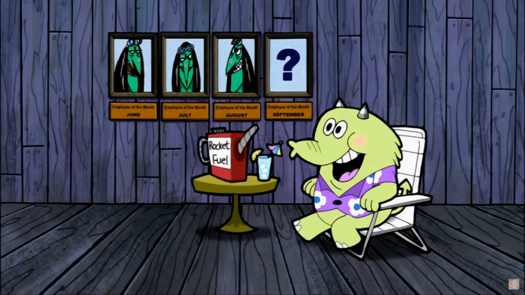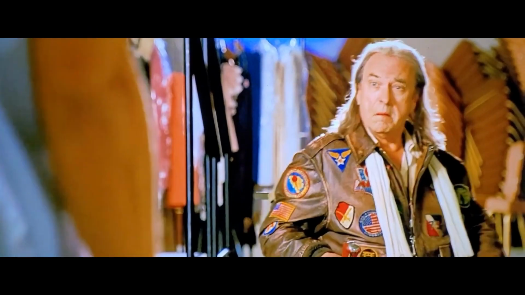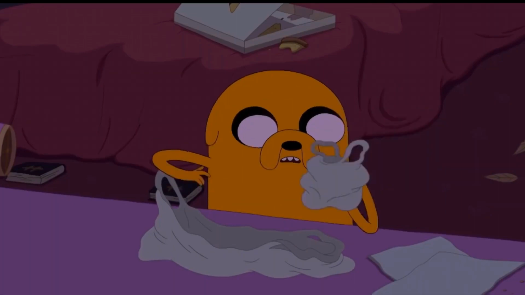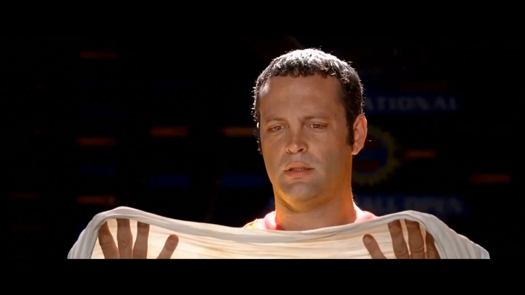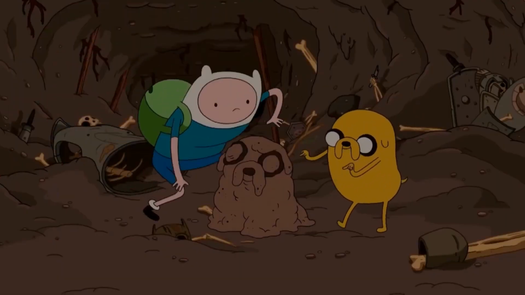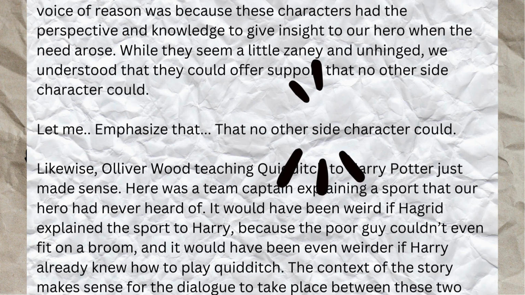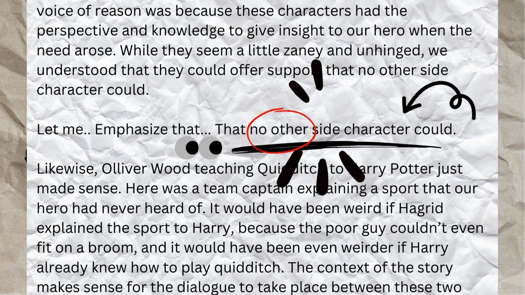Sometimes in stories, it is acceptable for the full character to give the most insightful nugget of knowledge to our hero. At times, this was Yoda, Jake the dog, or Patches O'Houlihan in their respective stories. Why they worked as the story's unexpected voice of reason was because these characters had the perspective and knowledge to give insight to our hero when the need arose. While they seem a little zany and unhinged, we understood that they could offer support that no other side character could. Let me emphasize that. Okay, here we go. And that no other side character could.